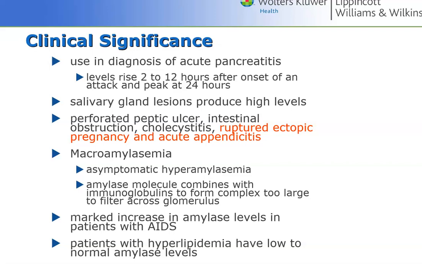And we do the blood work to verify. Ruptured ectopic pregnancy for women, it could be right or left, right? So then they start looking at ultrasounds and stuff like that. So there's a whole lot of stuff that goes with this.